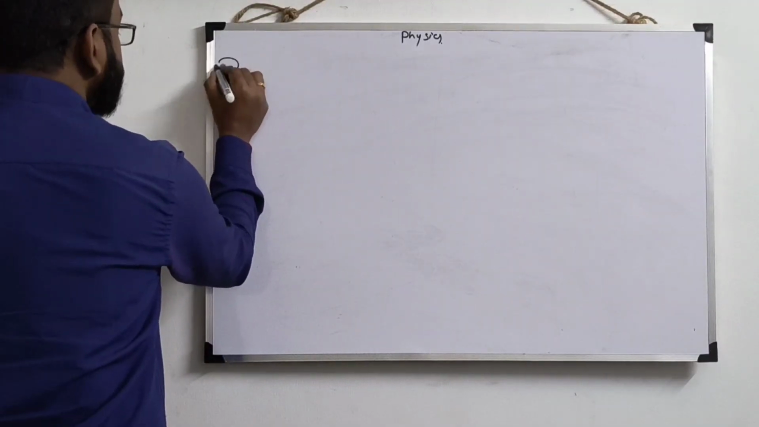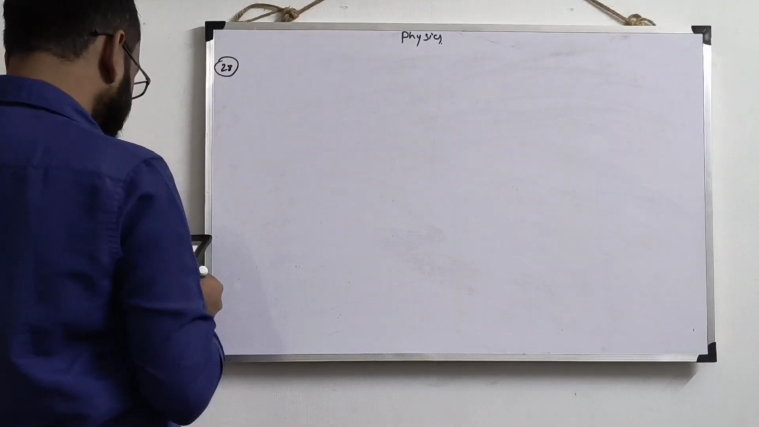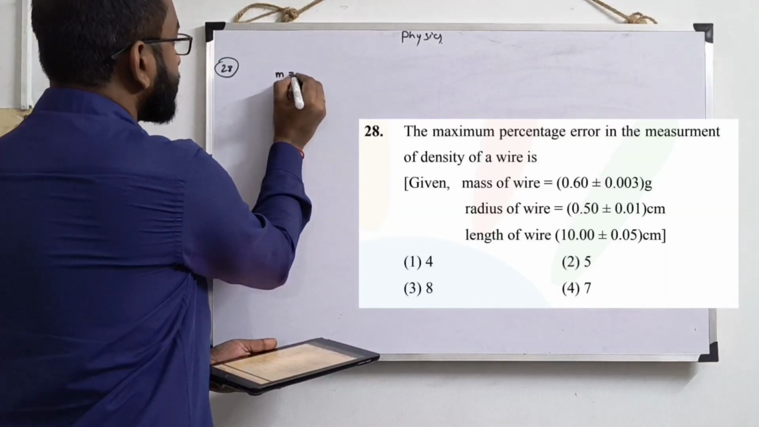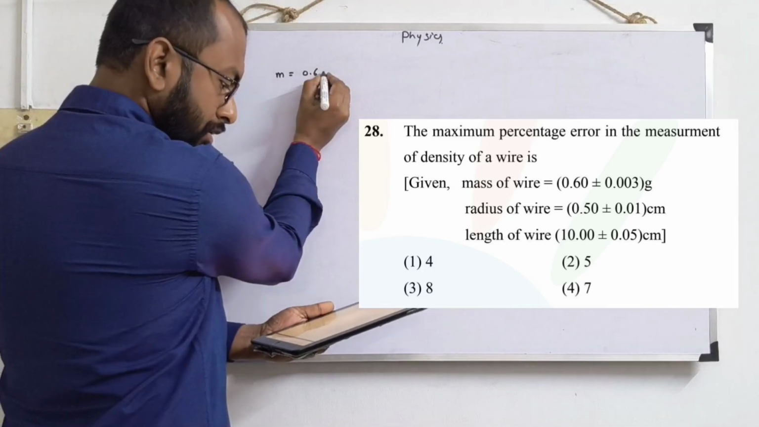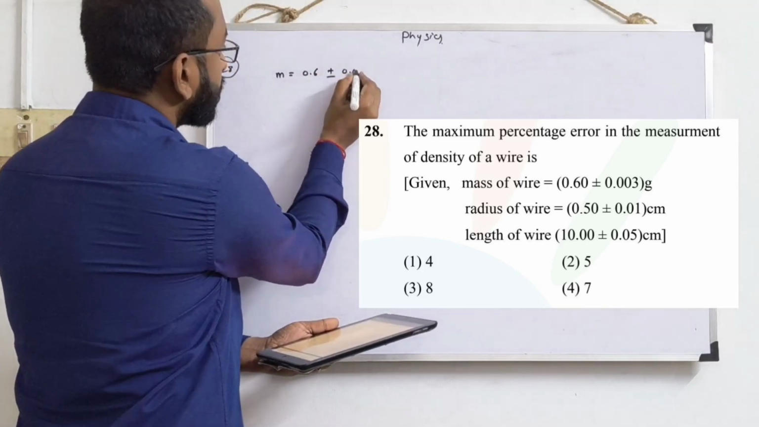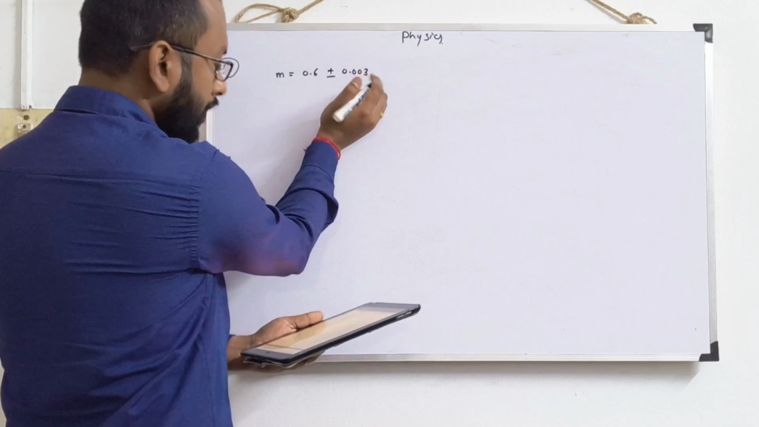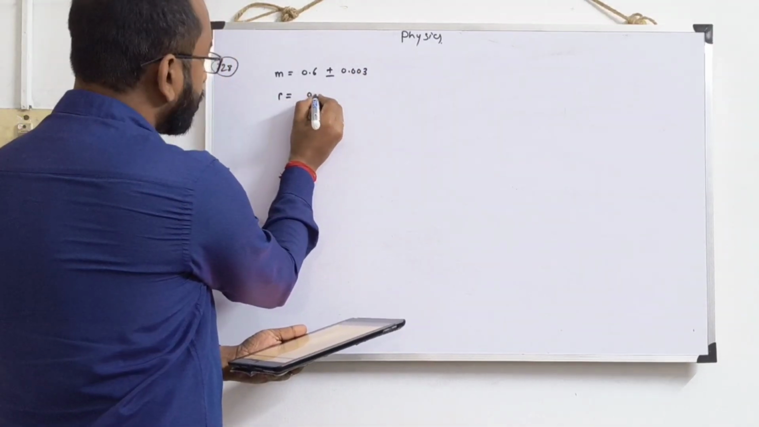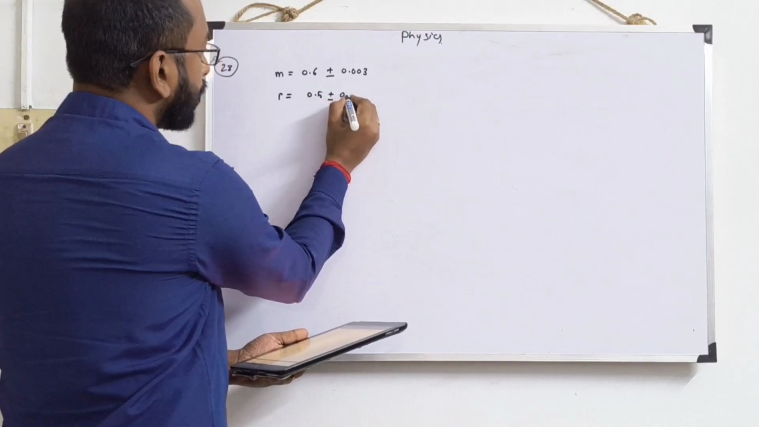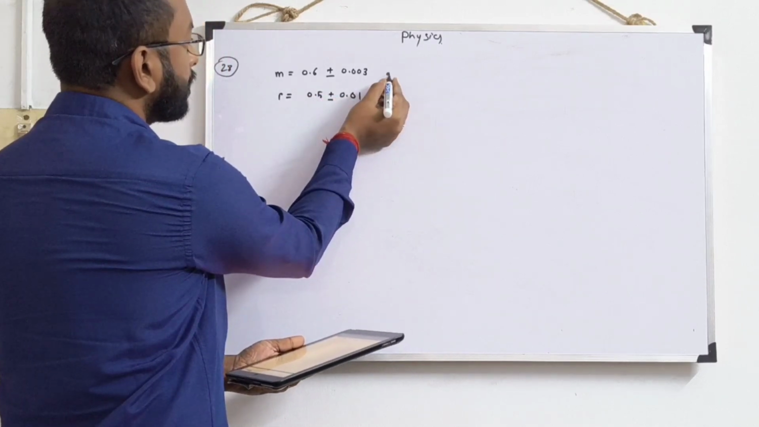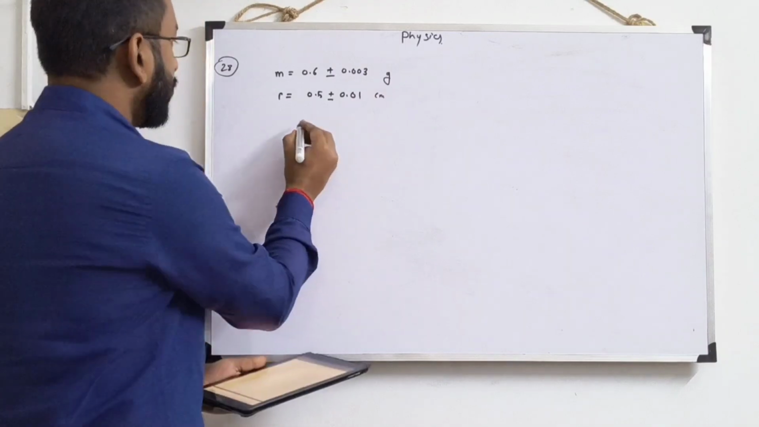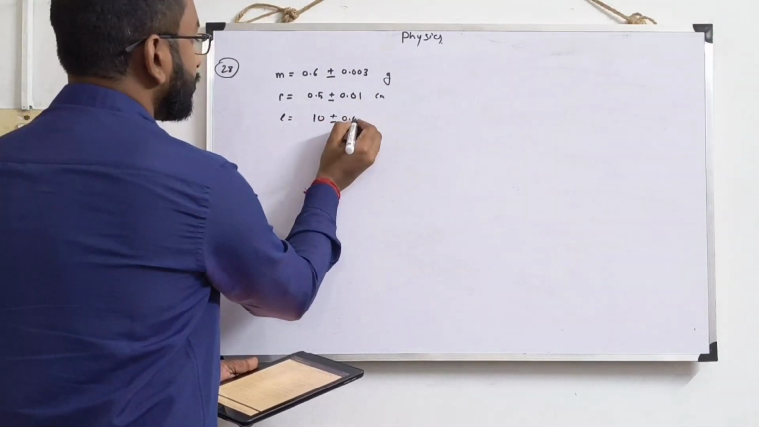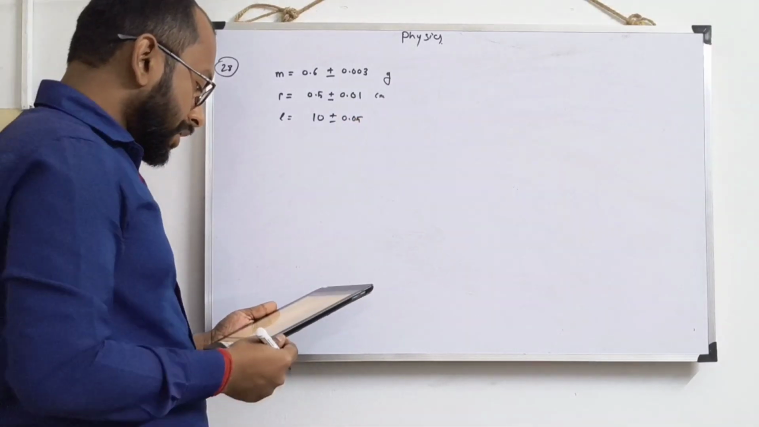Question number 28. It is given the maximum percentage error in the measurement of density of a wire. Mass of the wire is given as 0.6 plus minus 0.003 gram. Radius of the wire is 0.5 plus minus 0.01 centimeter. And length of the wire is given as 10 plus minus 0.05. So what is the percentage error in the density?